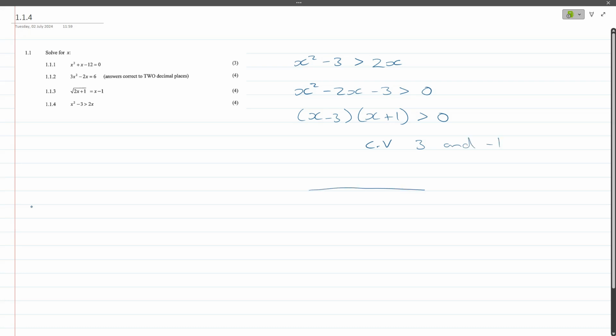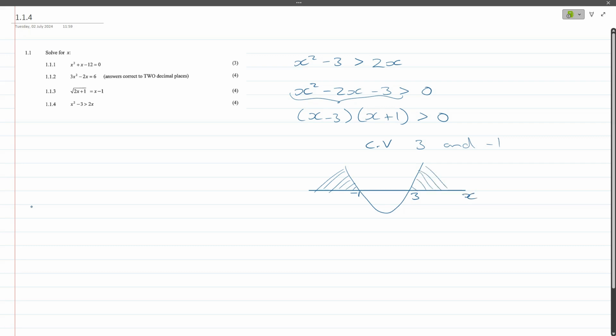And in order to find our answers, we draw on our Cartesian plane just a basic quadratic function, something like that. And we put minus 1 there and 3 over there. So here we're looking for when this quadratic function, basically, because this represents a quadratic function, is greater than 0. And we can see that happens when we are in these regions of x.